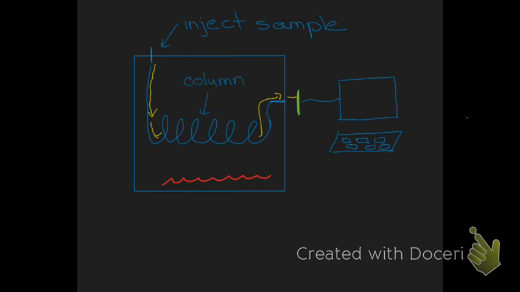So you have your column, and remember, in order to get the compounds to free themselves from the column, we heat it up. And then the compounds eventually make their way through. They hit that detector, which basically records when something hits it. And it sends that data out to a computer.